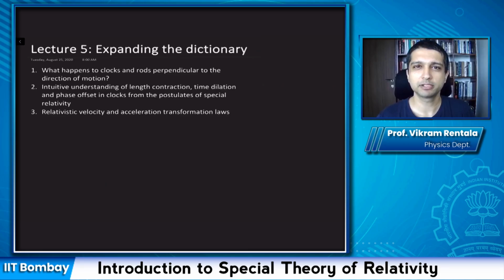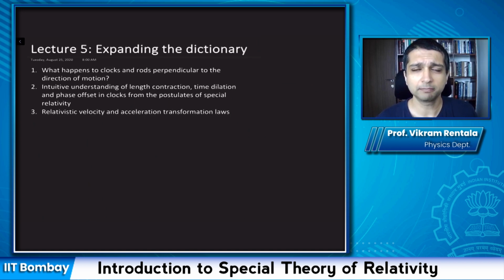Hello and welcome to this fifth class on special relativity. In the last class, we saw how the special relativity dictionary, or transformations, imply a whole host of strange effects that were completely unprecedented: the relativity of time, time dilation, moving clocks appearing to tick slower, length contraction, moving rods appearing to be shorter, and the phase offset that we would expect to see in moving clocks.